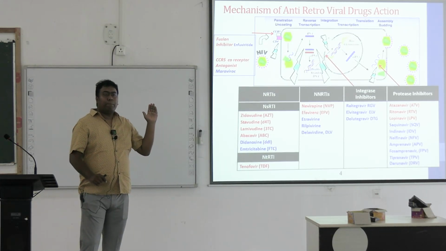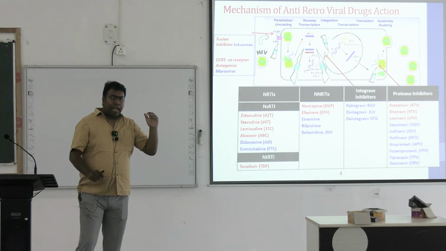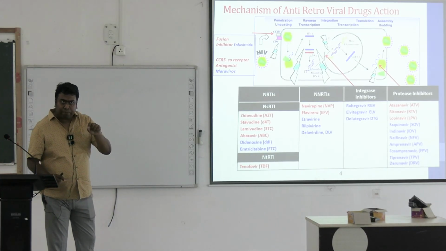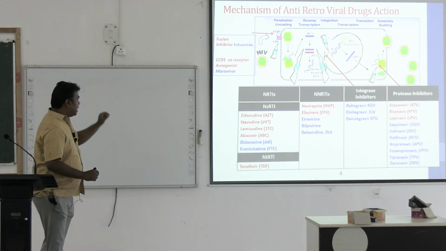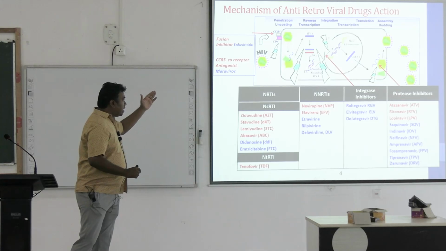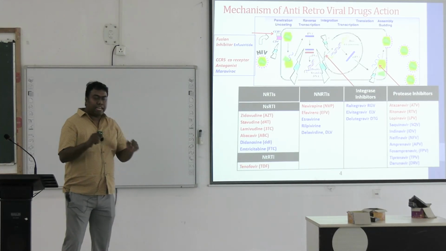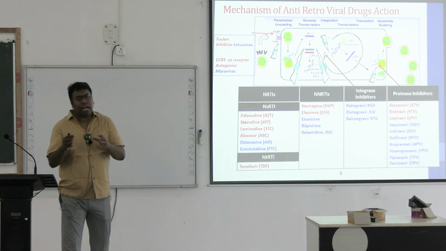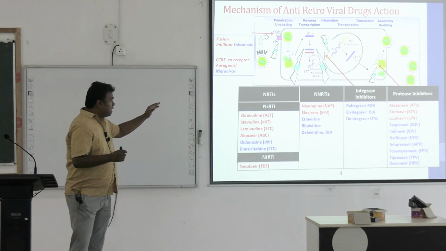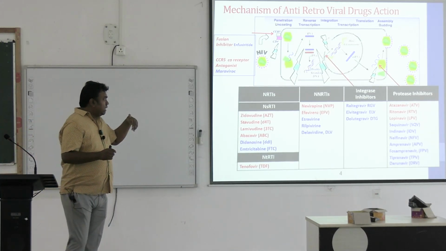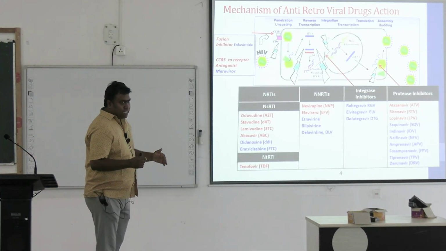Enfuvirtide is the fusion inhibitor. They inhibit penetration of this virus. Another penetration inhibitor is the CCR5 co-receptor inhibitor, that is maraviroc, whereas enfuvirtide is a fusion inhibitor. Integrase inhibitors inhibit integration of the viral component with the host DNA, that is raltegravir. Clear? The last one is the protease inhibitor.